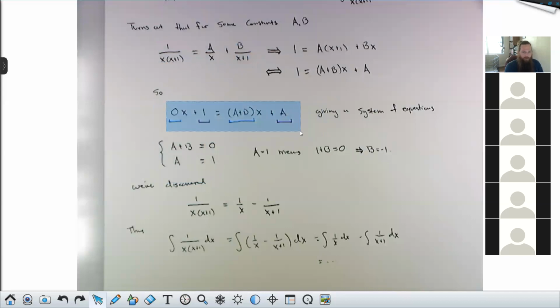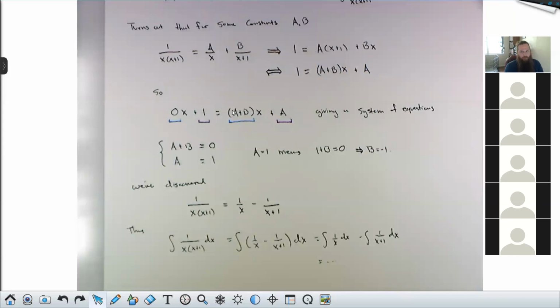So take a second and make sure you're really comfy with what we did here. The left-hand side was 1, and I said, okay, that's the same as 0x plus 1. The right-hand side is (a plus b) times x plus a. So I say, okay, the coefficient of x over here is a plus b. The coefficient of x over here is 0. So a plus b must be 0. The constant term over here is a. The constant term over here is 1. So a must be equal to 1.